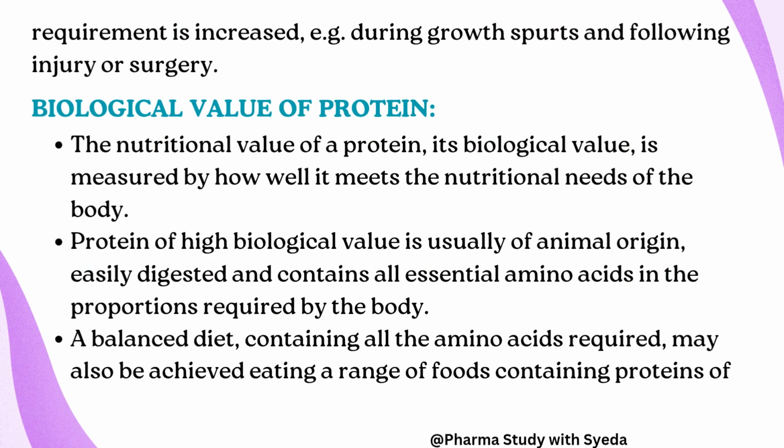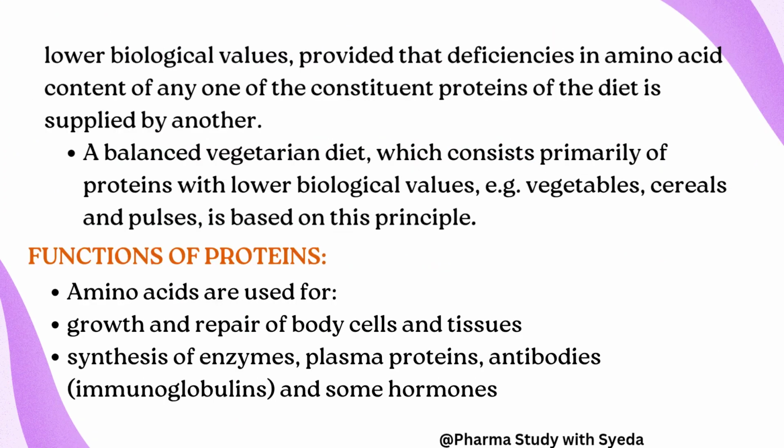A balanced diet, containing all the amino acids required, may also be achieved eating a range of foods containing proteins of lower biological values, provided that deficiencies in amino acid content of any one of the constituent proteins of the diet is supplied by another. A balanced vegetarian diet, which consists primarily of proteins with lower biological values, example vegetables, cereals and pulses, is based on this principle. Functions of proteins.